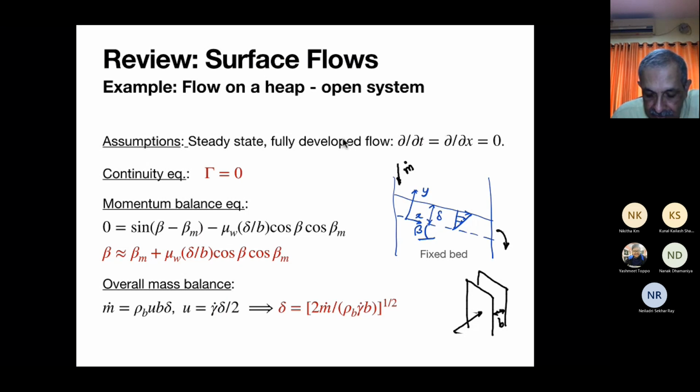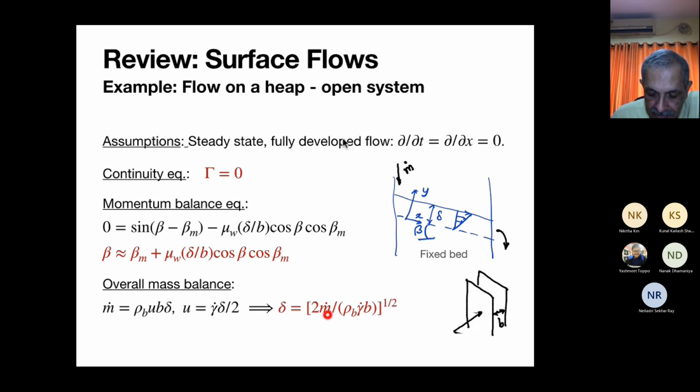Further, you know that the mean velocity is related to the shear rate like this. So if we combine these two, then we can get an expression for delta, which is just given by this expression. And so it goes as delta is mass flow rate raised to the power of half, if gamma dot is almost constant. And so this essentially gives us delta.